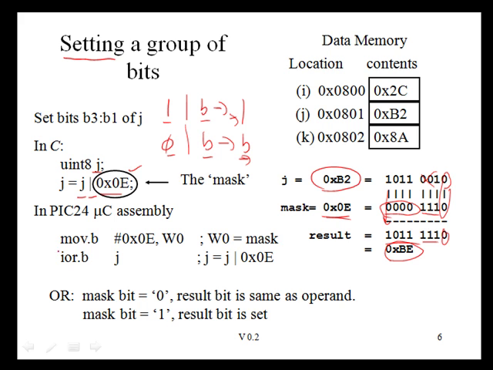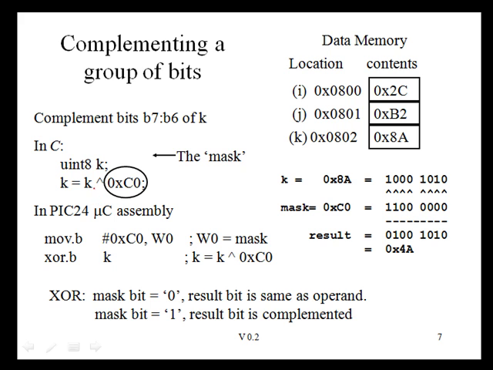In PIC24 assembly language, this solution here is exactly the same as the solution on the previous page for the bitwise AND operation. Let's discuss the bitwise exclusive OR operation, which is useful for complementing a group of bits.